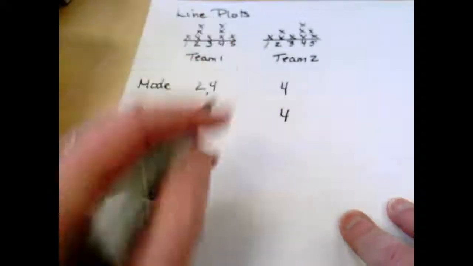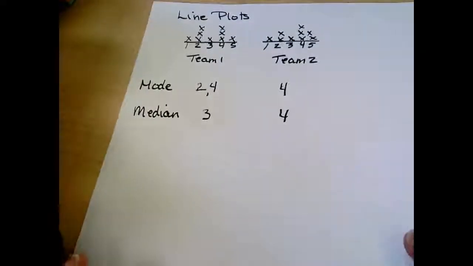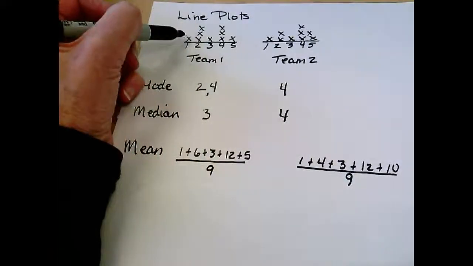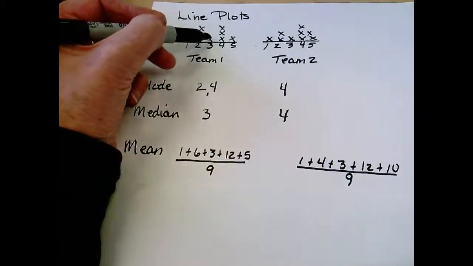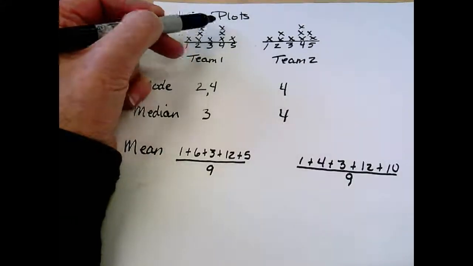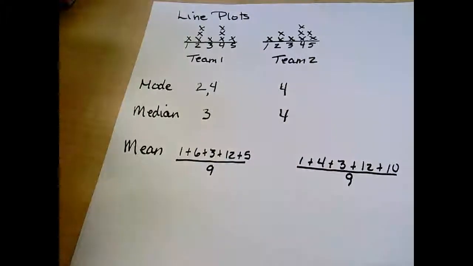Or I can count the total number of them. I have 9 in each one, so I can start from the left, 1, 2, 3, 4. I know the 5th one is my center, or from the right, 1, 2, 3, 4, the 5th one is the center.